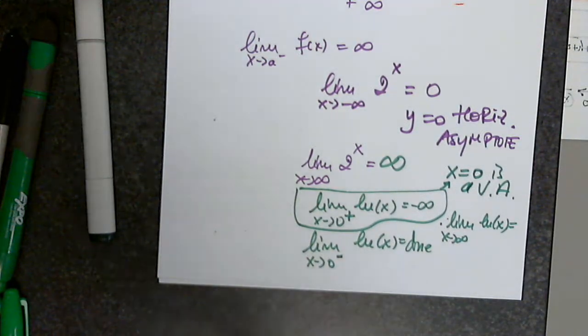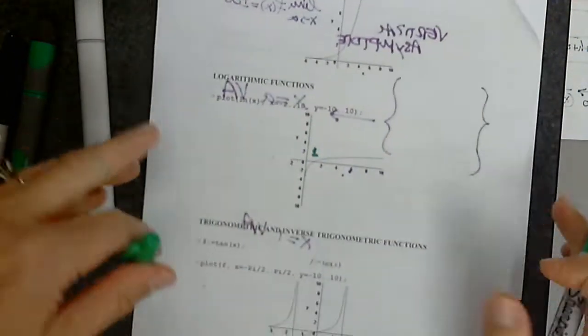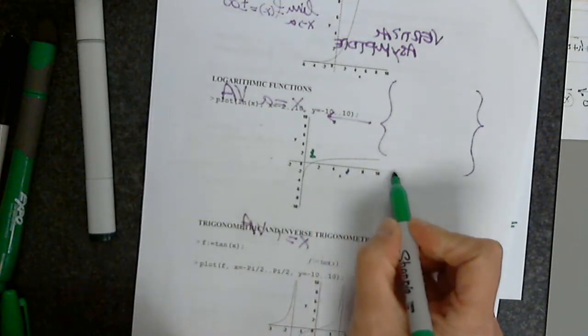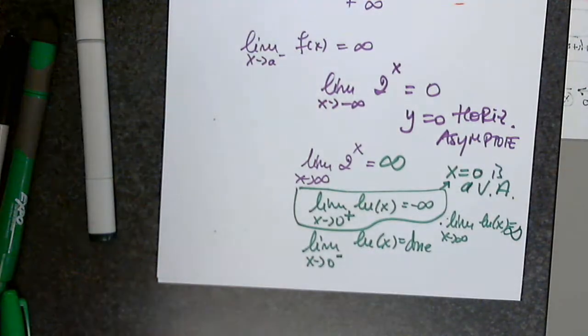Okay, so limit of natural log as x approaches infinity. What will you say? Look at the graph. So as x approaches infinity, function values approach 3? Infinity. Very good. Thank you. That's infinity. Very good.